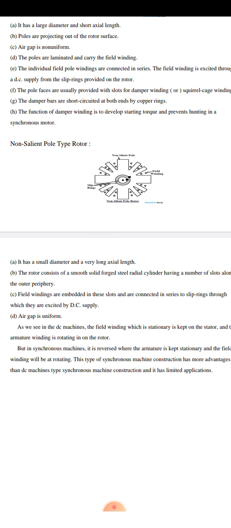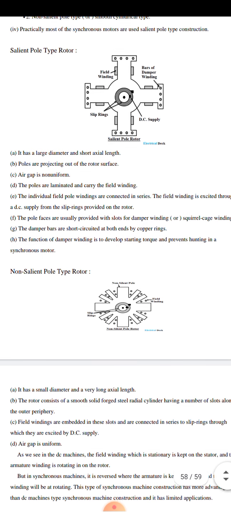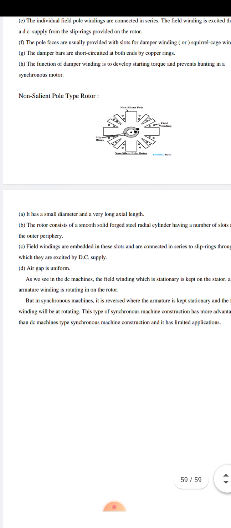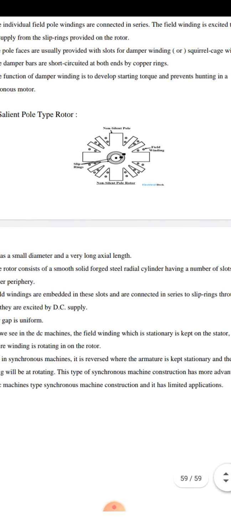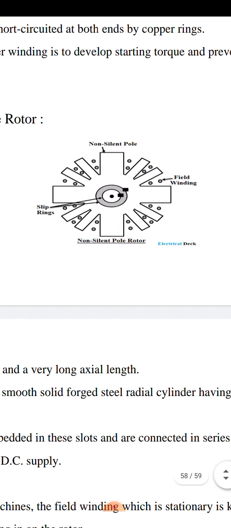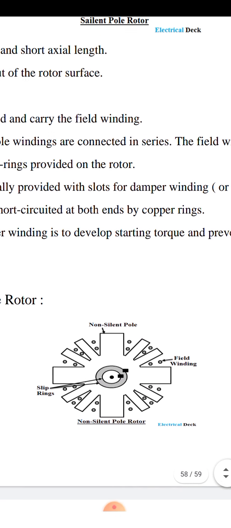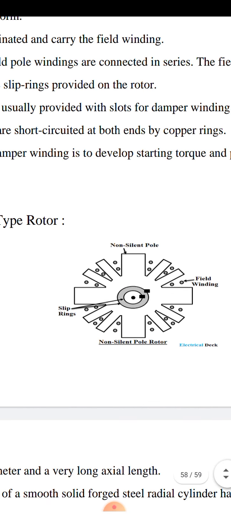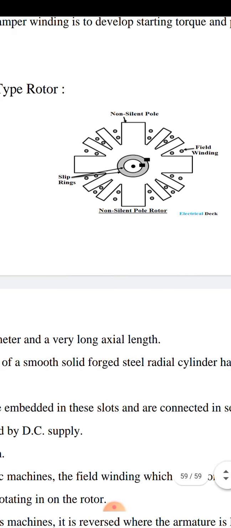The air gap is uniform, whereas in salient it is non-uniform. These are the features of the non-salient type. Let's see the diagram of how it looks. As we had before with salient, here also we have parts like the non-salient pole, the slip rings, and the field windings.